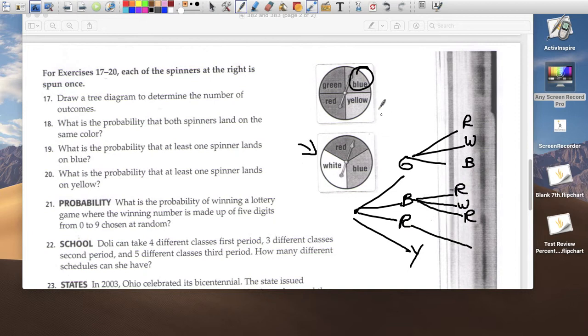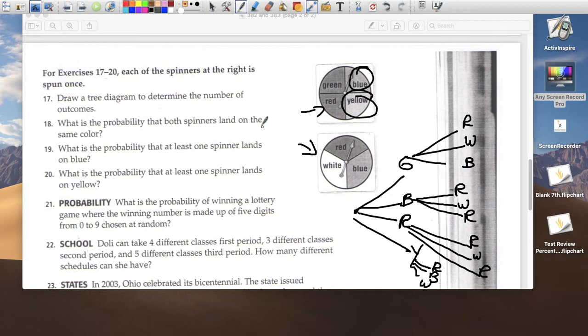Or if you got a red on the first spinner, you can get a red again, or a white, or a blue. And the last one, if you happen to get a yellow on the first spinner, you could get a yellow with a red, a yellow with a blue, and a yellow with a white.